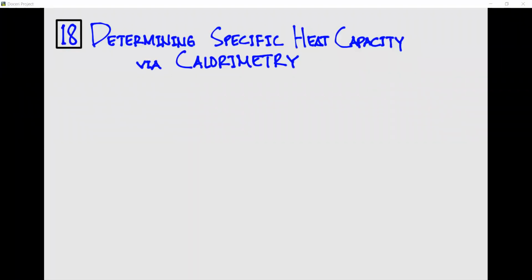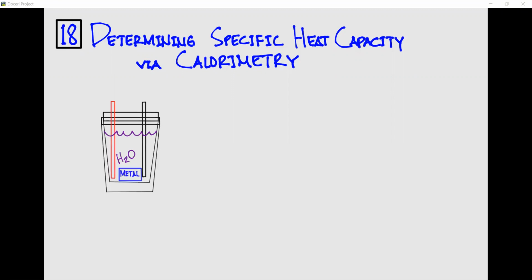And the last concept here is determining specific heat capacity via calorimetry. So here's a coffee cup calorimeter where you have two nested styrofoam cups with a lid, and inside of it you have the solvent, which is typically water, or a chemical reaction inside, or a piece of metal. You have a thermometer and a stirring rod. So how do we determine, let's say, the specific heat capacity of a metal via calorimetry?